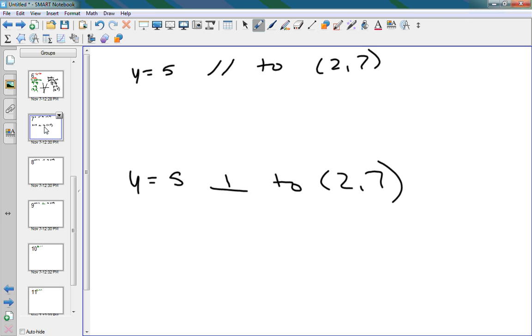What's parallel to a horizontal line? So what's my equation? Well, it has to look like that. So what's my y value? 7. Y equals 7. Done. Next one. Same concept, this time I want a perpendicular.